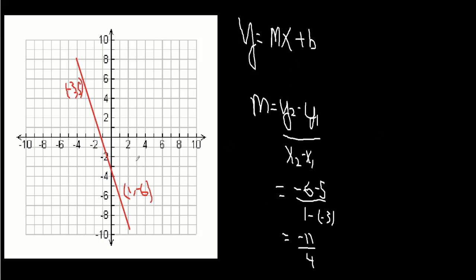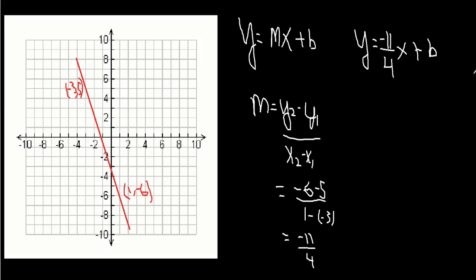Now the only problem is, if we look at this graph, the value of b is not going to be a whole number like we dealt with in previous examples. So what we could do is write out our equation again with m, and that would give us y equals negative 11 over 4 x plus b. So that's our equation so far.